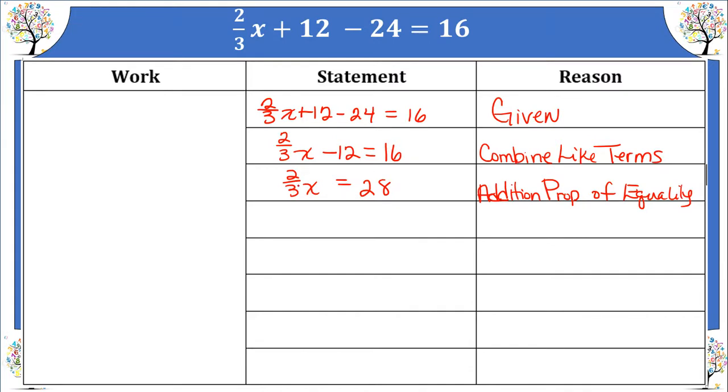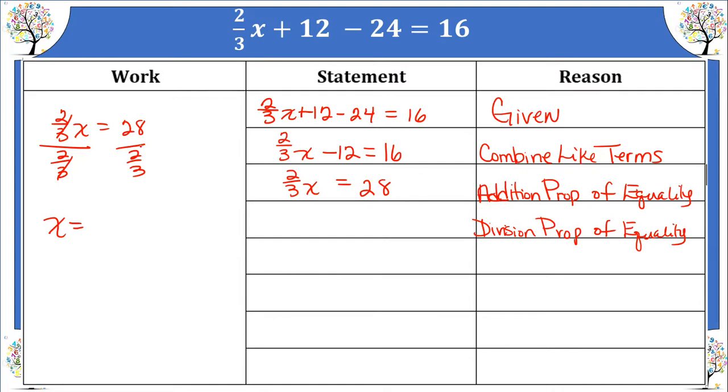Now we have 2/3 times x. So to undo multiplication, we are going to use the division property of equality. I'm going to use my workspace to show division. So we are dividing both sides by the 2/3. So anything divided by itself cancels out. But dividing is the same as multiplying by the reciprocal. So 28 divided by 2/3 is the same as 28 times 3/2.